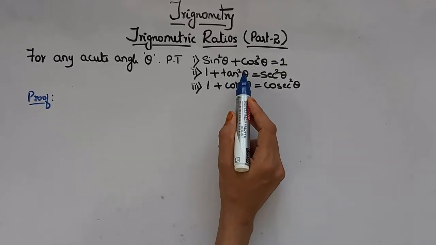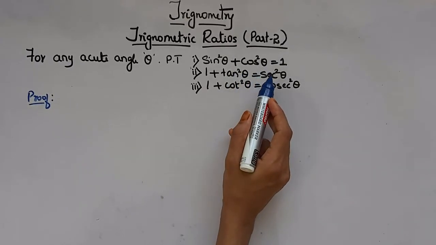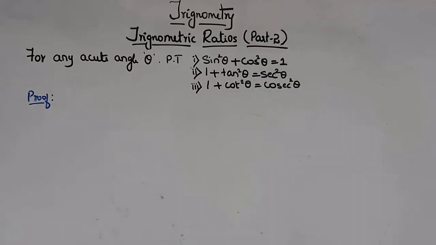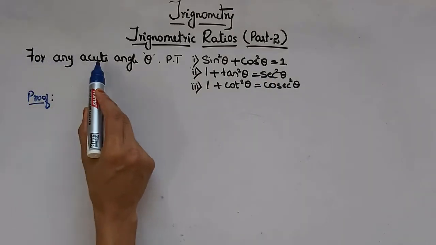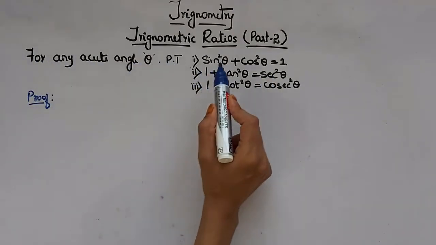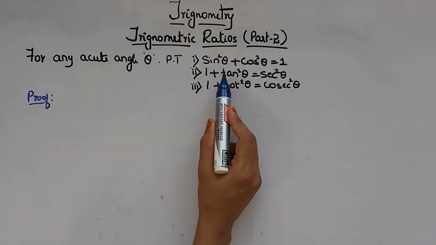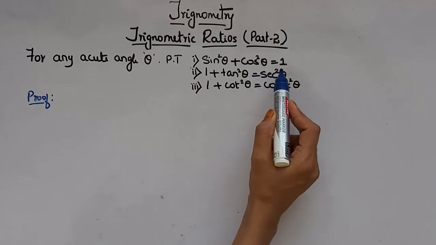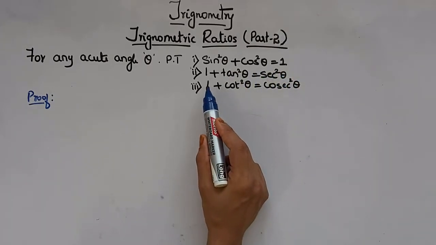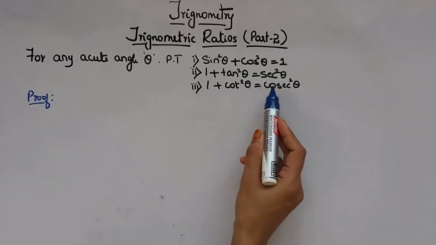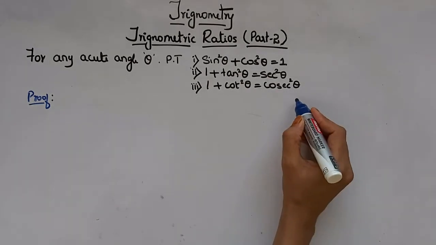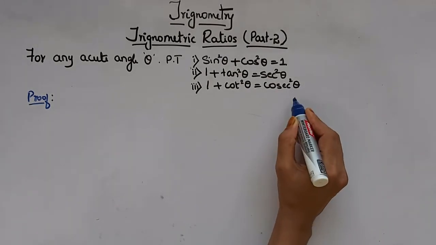Now let's see some more relations, which are also very important while solving the problems. For any acute angle theta, prove that sin square theta plus cos square theta is equal to 1, and we have 1 plus tan square theta is equal to secant square theta, and one more, we have 1 plus cot square theta is equal to cosecant square theta. So first let's consider an acute right angle triangle.